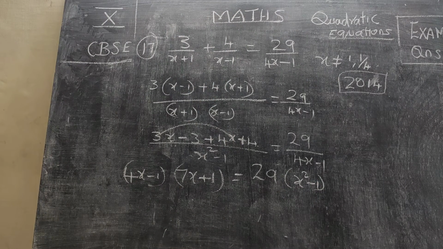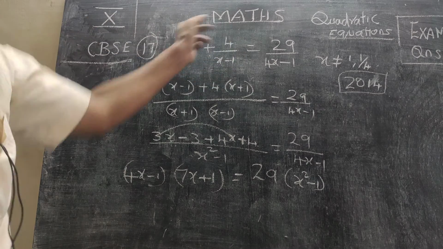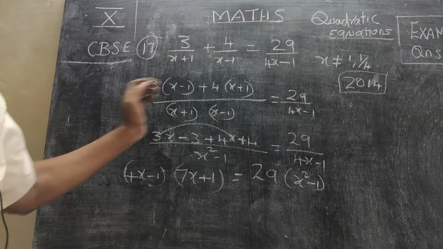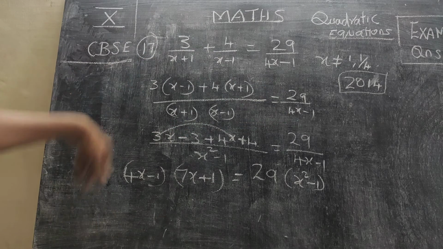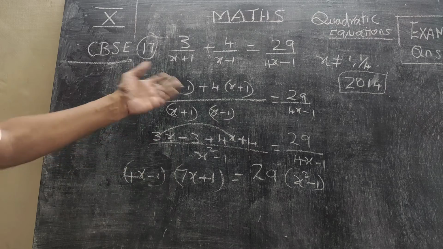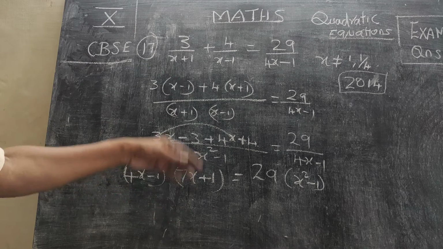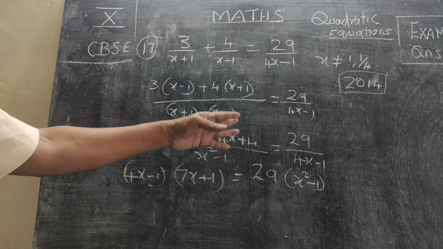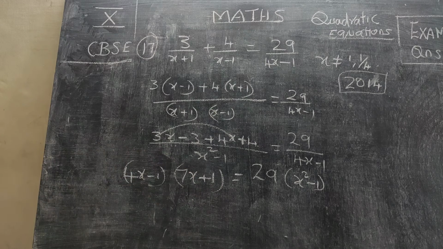Any doubt to anybody? So the problem is 3 divided by something and 4 divided by something equal to something. I am taking LCM, x plus 1 into x minus 1, 3 into this part and 4 into this part equal to this. So on multiplication and simplifying, I am getting 7x plus 1. And this side will be 29 times of x square minus 1, 4x minus 1 comes here.